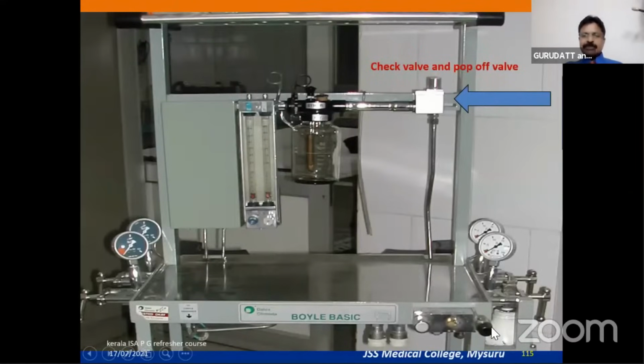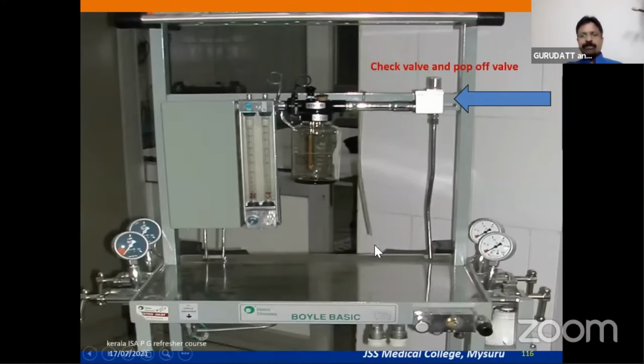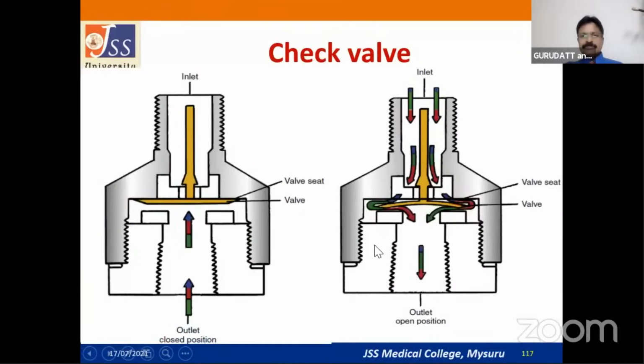Suppose there is a complete obstruction, high pressure starts getting into the system, so that can even damage the flow control valves. So in order to prevent that, the pop-off valve will open up and it will release whatever high pressure is there. So this is what the pop-off valve and the check valve are.